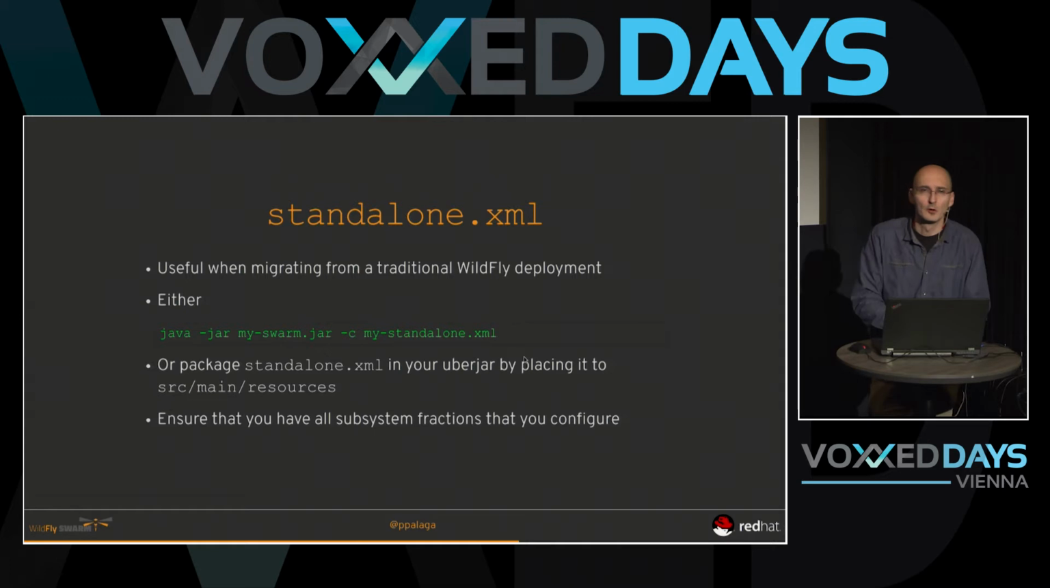When you are migrating from a traditional WildFly deployment, you'll probably have a standalone XML file at hand. And with WildFly Swarm, you can reuse that file. You can either specify it on the command line, or you can package it into your Uber jar. You should ensure that you have all subsystems in place that you try to configure in the standalone XML, because with standalone XML, the WildFly Swarm plugin isn't able to auto-detect everything you have in it because it simply doesn't look into it.